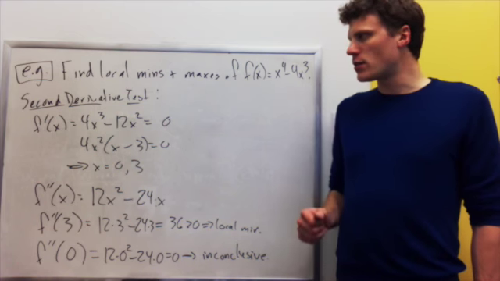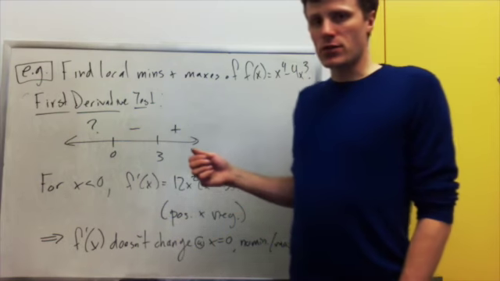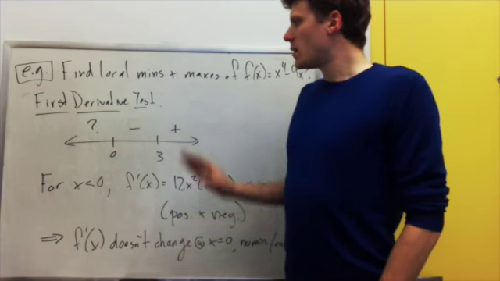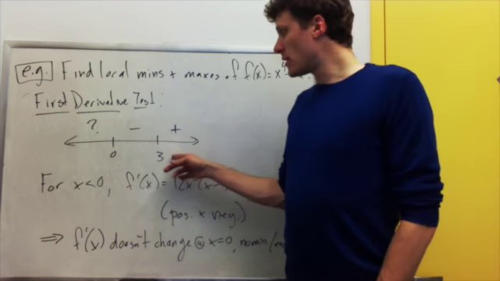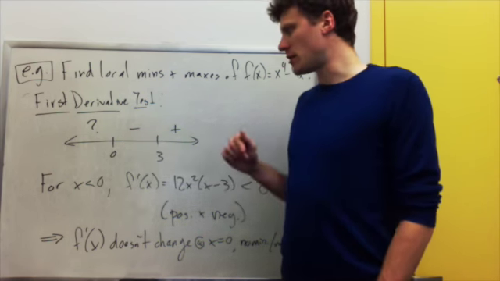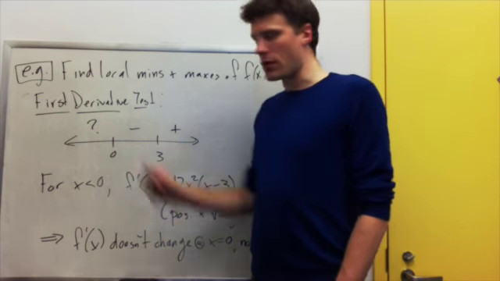If I want to see whether I have a minimum or a maximum there, I have to work a little bit harder. So to really figure out what's going on at 0, we have to go to the first derivative test. At 3, we already know we have a minimum, which means that the function has to be decreasing to the left and increasing to the right. So the only interval where I don't know what's happening now is to the left of 0.